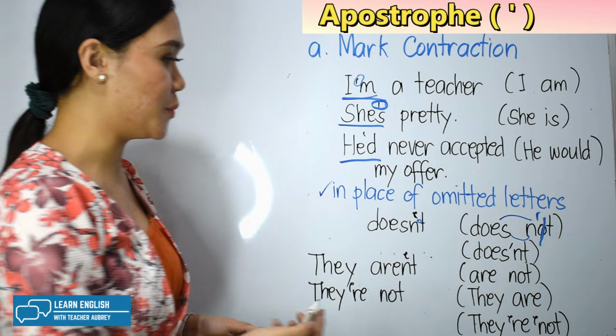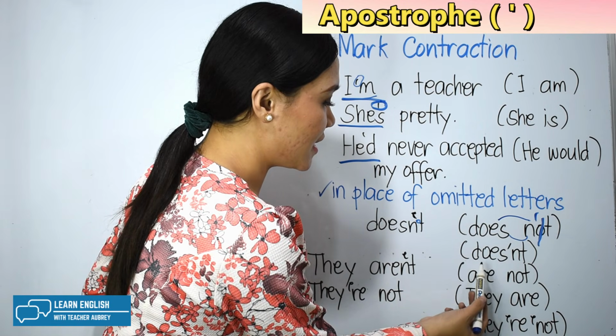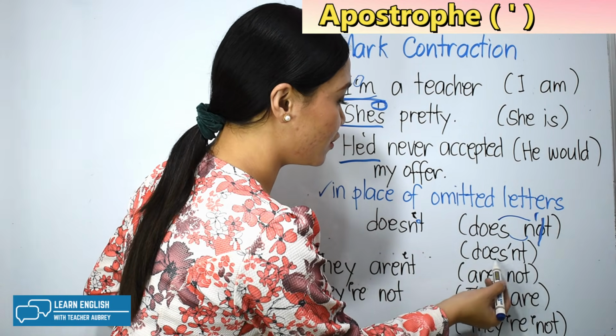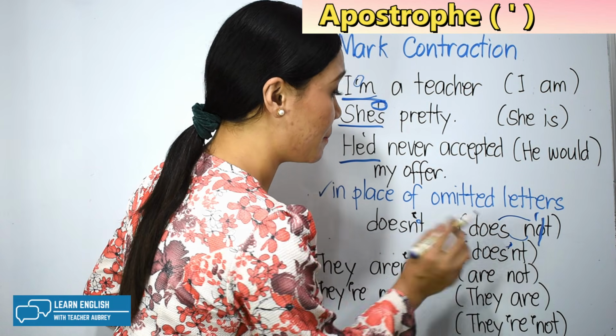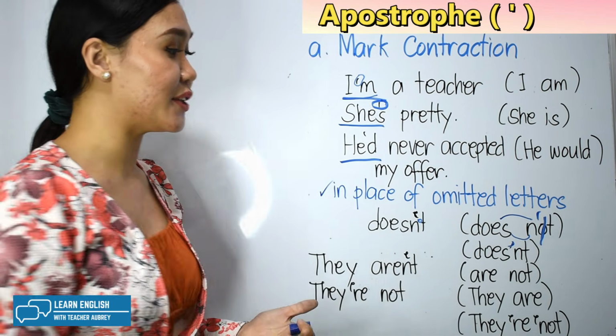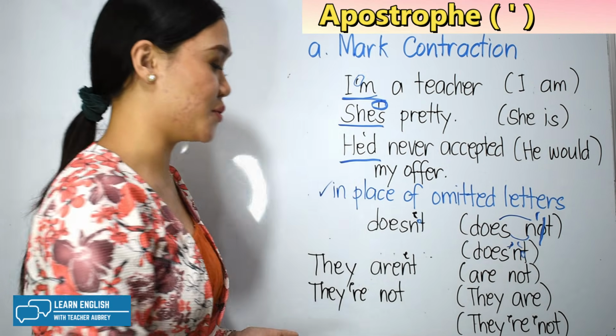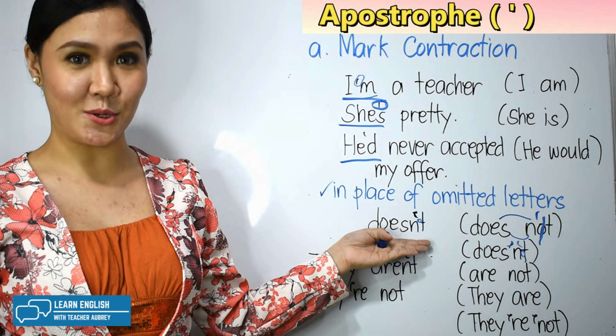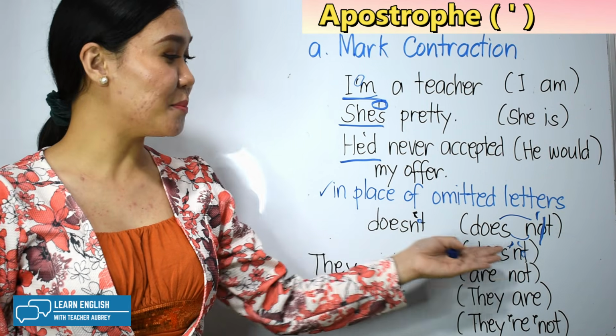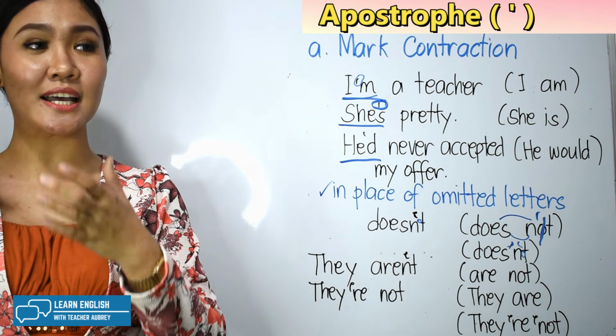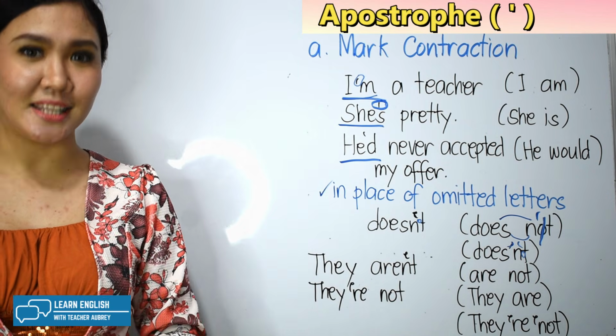Okay? Inalis natin yung O dito, kaya naman pinalitan natin ng apostrophe. Doesn't. Tingnan natin to. Hindi natin pwedeng sabihin doesn't at after nung does, ilalagay yung apostrophe. Mali. Dahil ang inalis nating letter ay yung letter O. Kaya dapat dito tayo naglagay ng apostrophe. Katulad nito, doesn't. Okay? Huwag kayong malilito. Ilalagay yung apostrophe kung saan inalis yung particular letter.